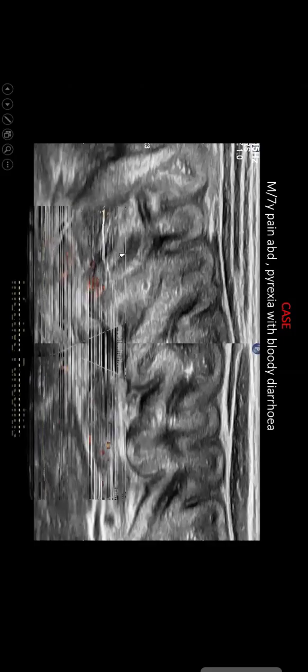Let us see. There is diffuse involvement of the colonic loops. So there is diffuse colonic loop involvement. No intussusception was seen in that patient.